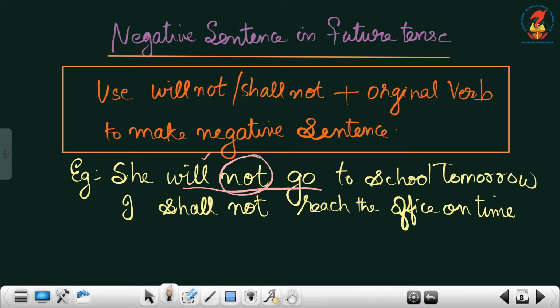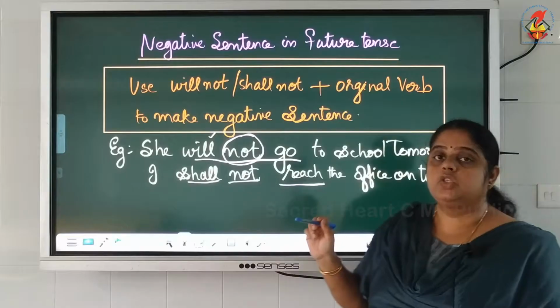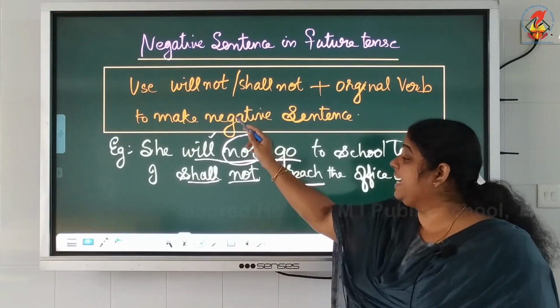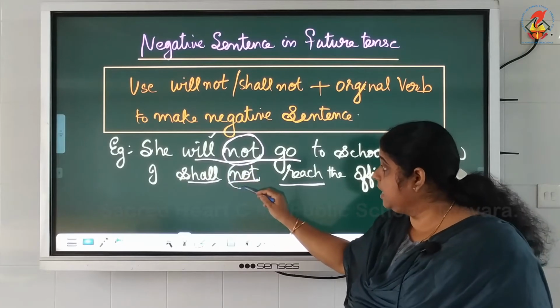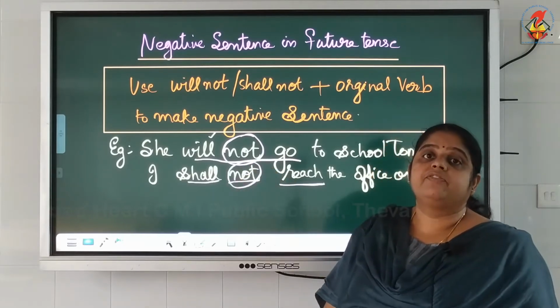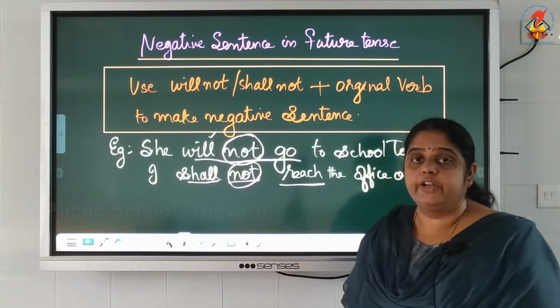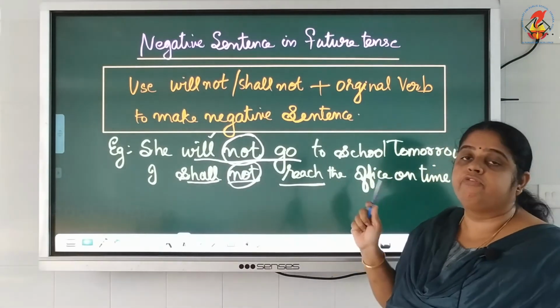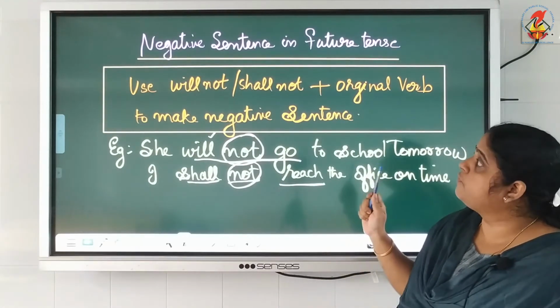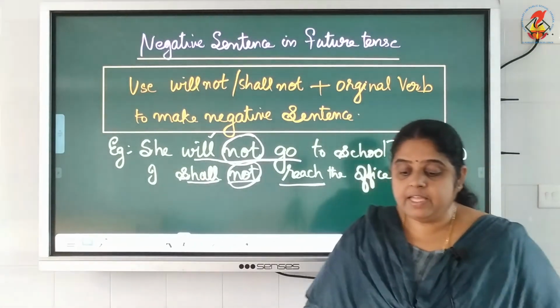The next one, when the subject is I, we use shall. I shall not. Okay, reach. I shall not reach the office on time. So, this is how you have to make a negative sentence. You have to add a no or not after will or shall, plus the original form of the verb. This is the format of making a negative sentence.